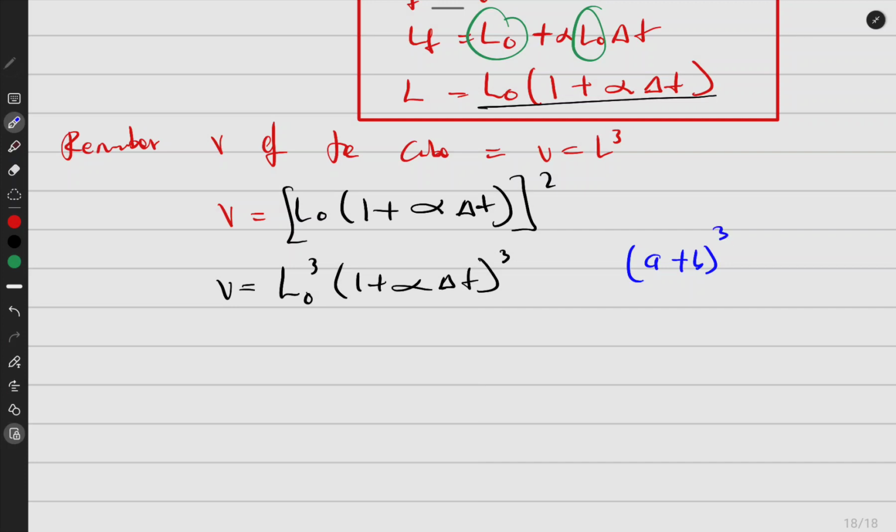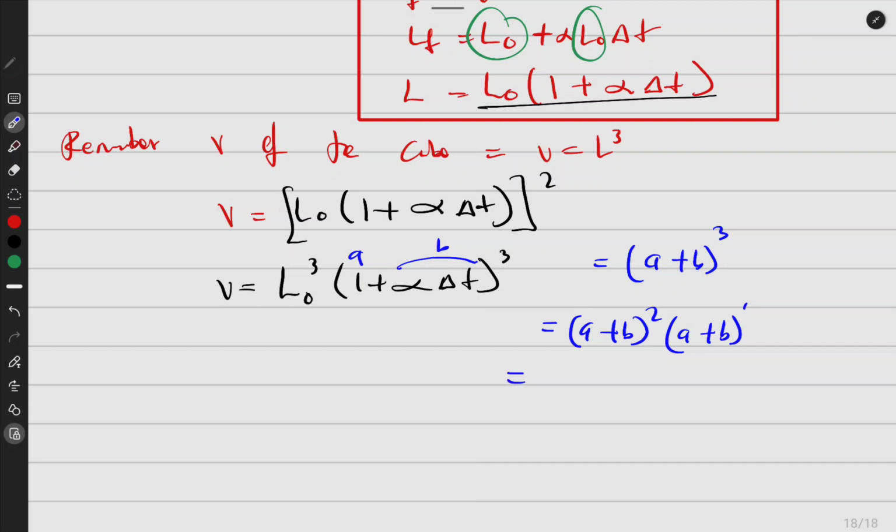How do you expand something like this? It is of the same nature as this one. This is my A, and all of this is my B. I just plug it in as a formula. This is the same as (A plus B) squared multiplied by (A plus B), because you just add the exponents.